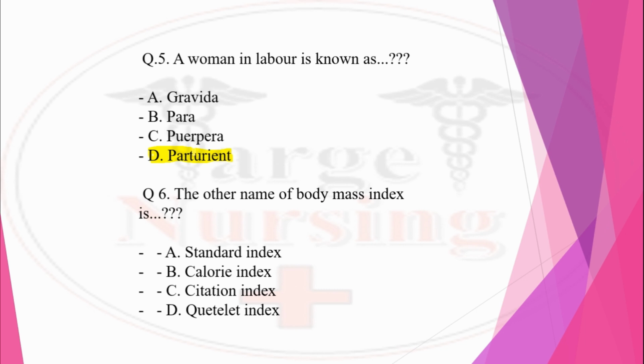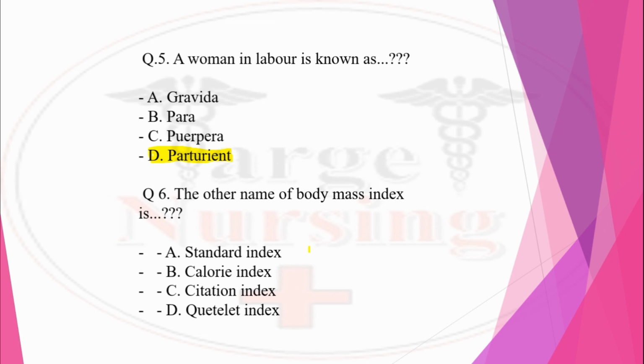And here the options are gravida, para, puerpera and parturient. The woman in labor is known as parturient, okay. Gravida is how many times the mother has conceived, okay. And para is that the mother has conceived and the baby has survived after 24 weeks, and puerpera is the period after delivery. So the woman in labor is known as parturient. The right answer is parturient, okay.